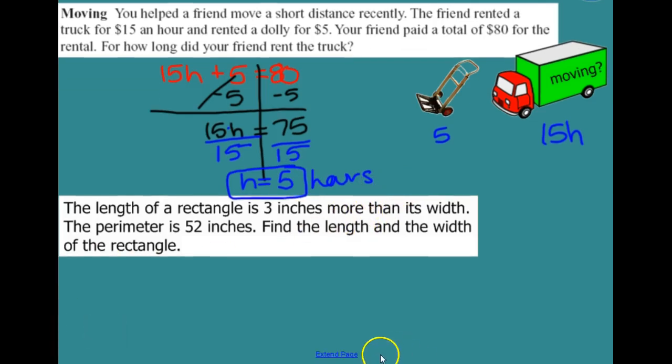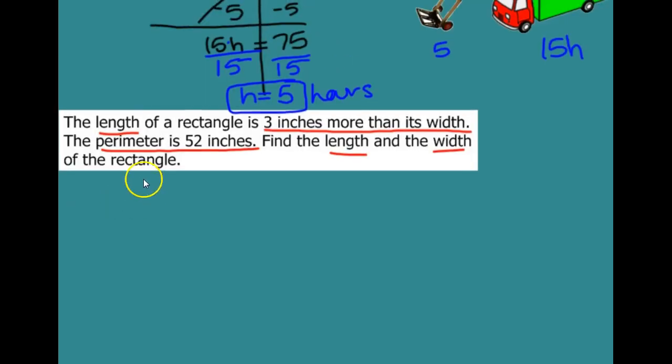Here's another one talking more about geometry. It says the length of a rectangle is 3 inches more than its width. The perimeter is 52 inches. Find the length and the width of the rectangle. So they told me this was a rectangle, so I'm going to just draw a picture.